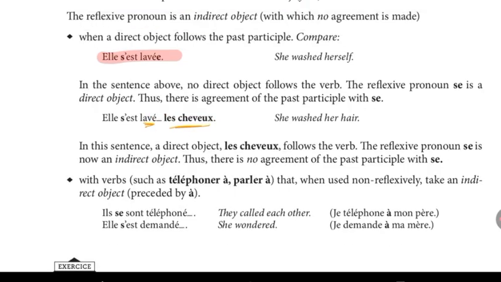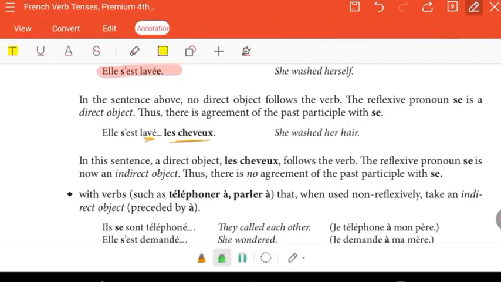Elle s'est lavé les chevaux. Now, in this, elle s'est lavé les chevaux, there's what we call a direct object. So because of that, le chauffeur, the so now begin to act as an indirect object. So we now have no agreement. So after the lave, no agreement there.